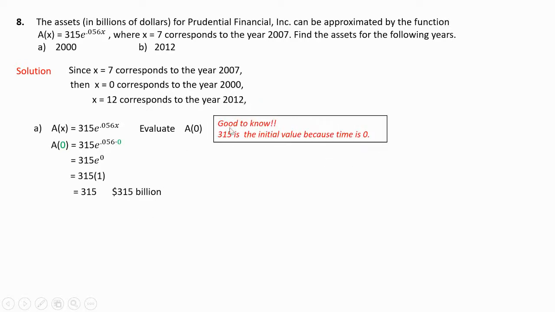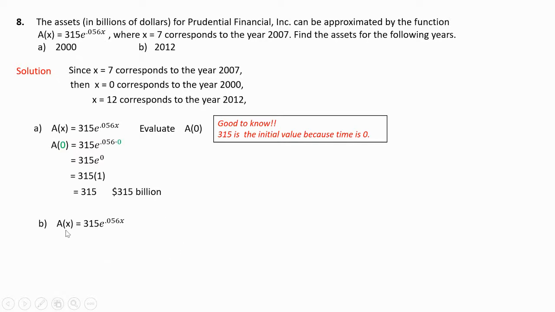Good to know: 315 is called the initial value because time is 0. Every time, this will be the initial value, because no time has passed. So when x is 0, this is called the initial value, if you have this type of function. That's like a heads up.